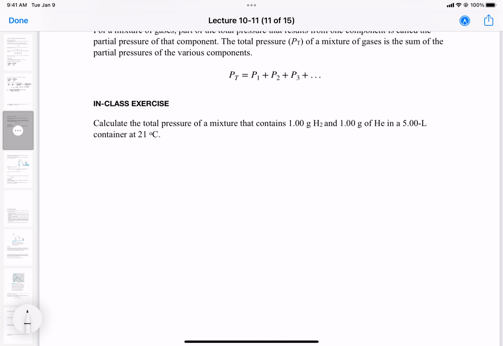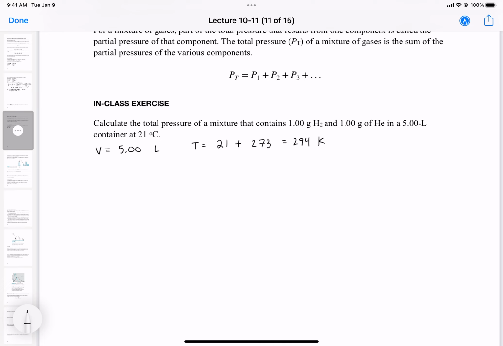word problem here. Let's calculate the total pressure of a mixture that contains 1 gram of hydrogen and 1 gram of helium in a 5 liter container at 21 degrees Celsius. So let's list what we have. Volume is 5 liters. And the temperature is 21 degrees Celsius, so we're going to convert that to Kelvin. It equals 294 Kelvin.